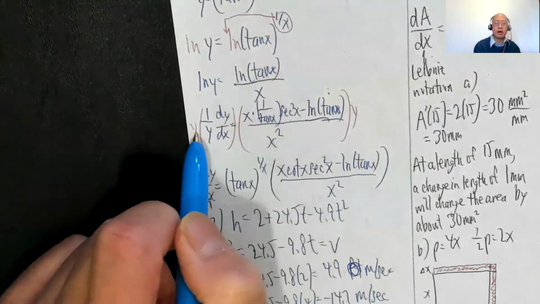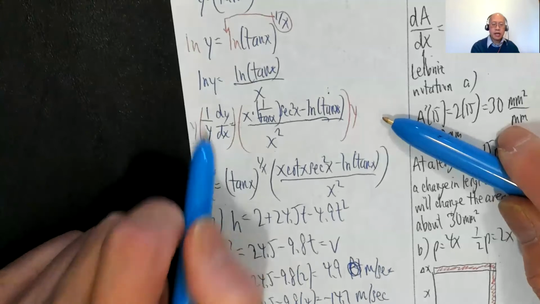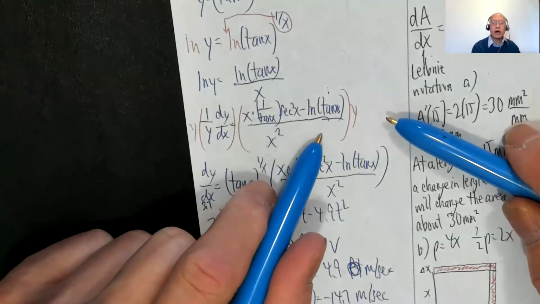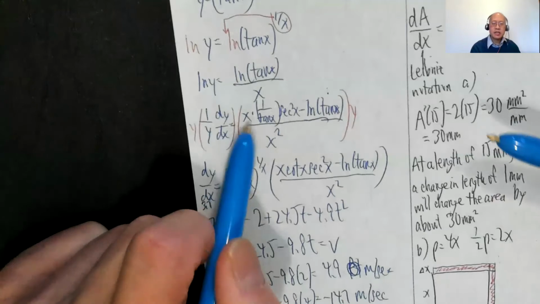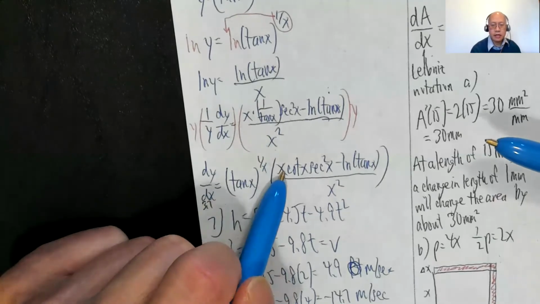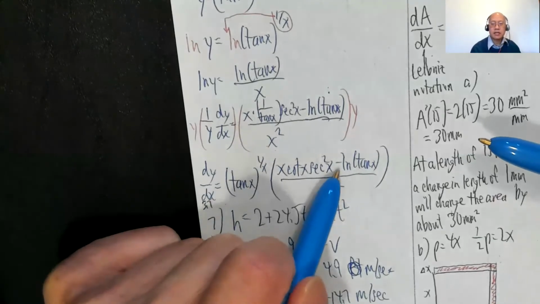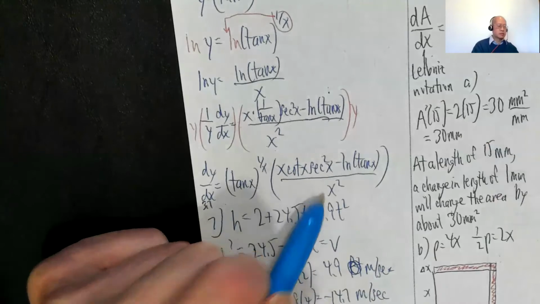Okay, and then multiply both sides by y. That's always the next step. So these cancel out. dy dx is y, the original function, which was tan x to the 1 over x, times 1 over tan is cotan, secant squared, minus ln tan x all over x squared. Okay, so that's the way that one goes.